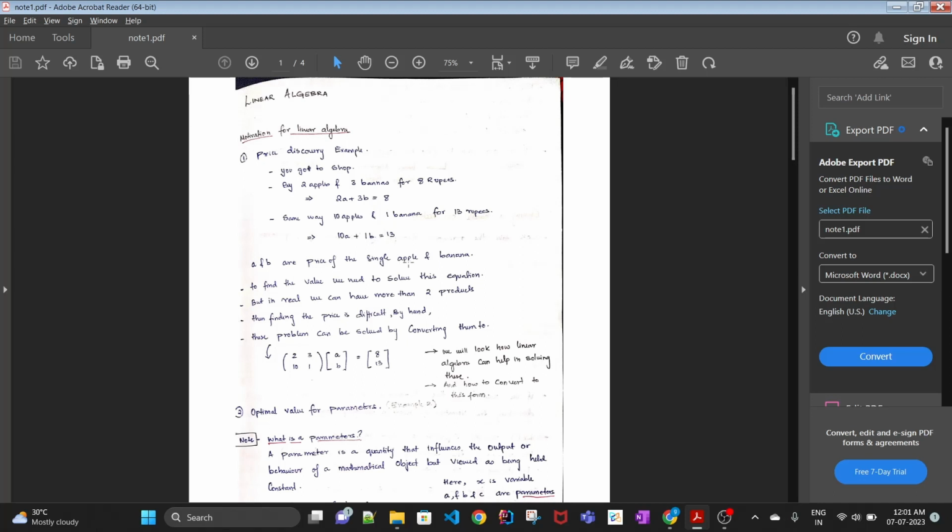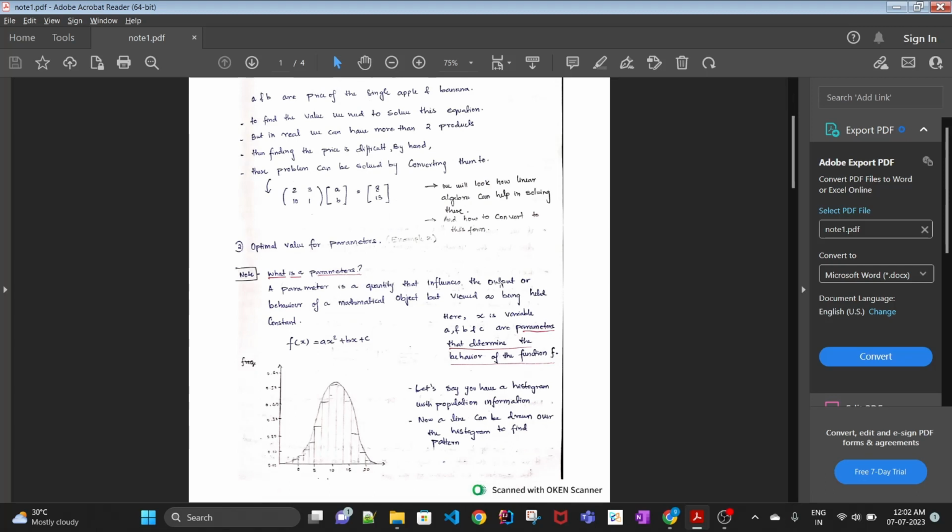But in real time, we have a few scenarios. For example, you have an image. There we can have multiple dimensions and multiple parameters like a and b. In those scenarios, we can't directly solve the equations to get the parameter values. So that's where linear algebra comes into play and helps us to solve such problems.